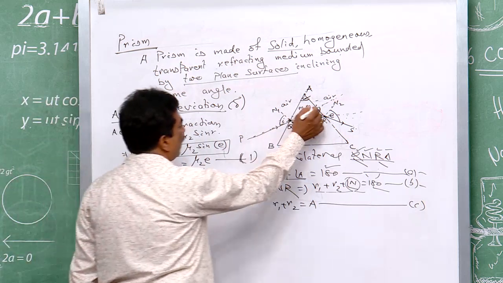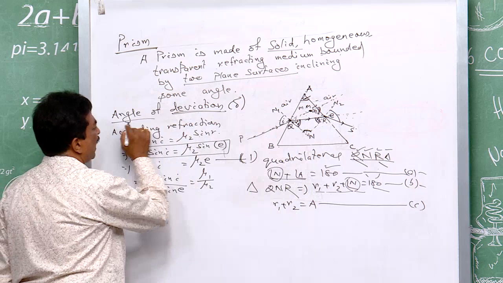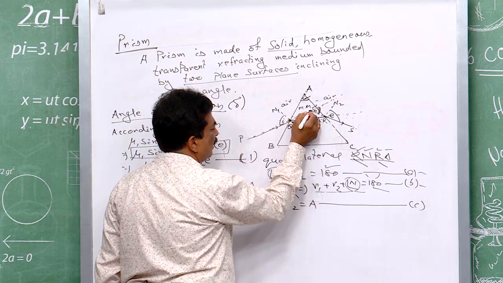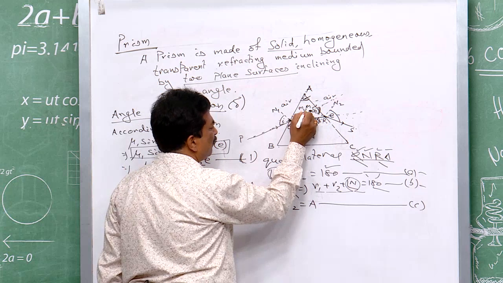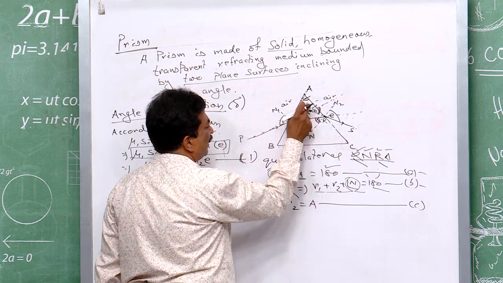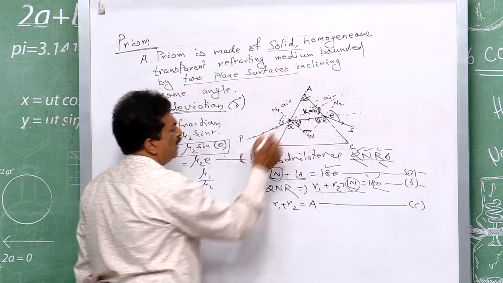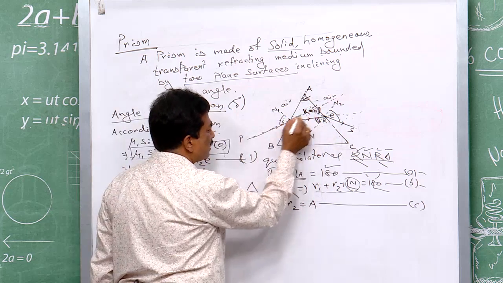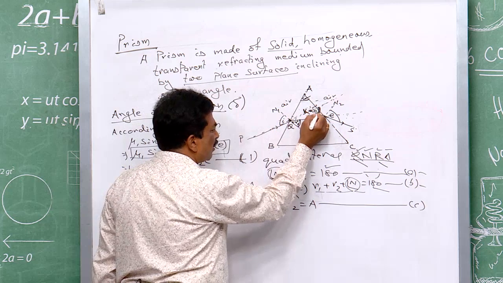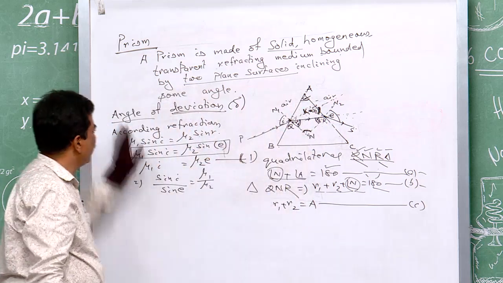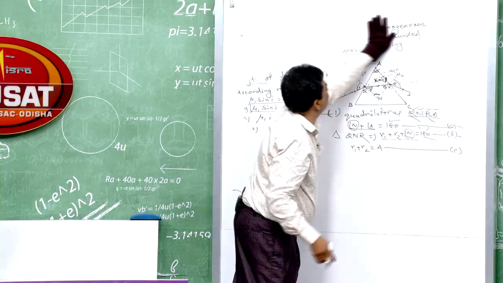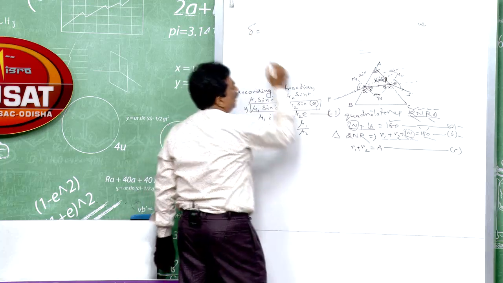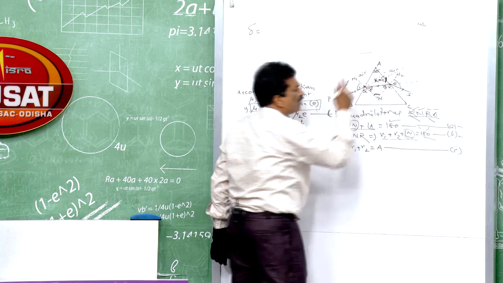Again, the angle of deviation which we discussed, this is the angle of deviation. Suppose we give the name K to this point where it meets. So in the triangle QKR, this is the deviation angle, that is, the deviation angle delta, which is the exterior angle.